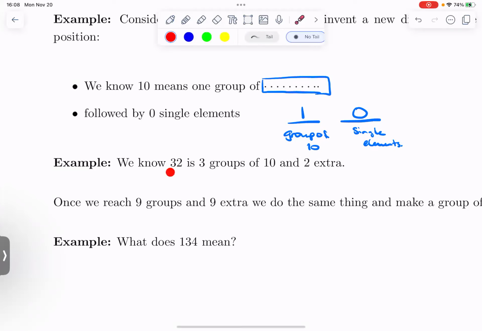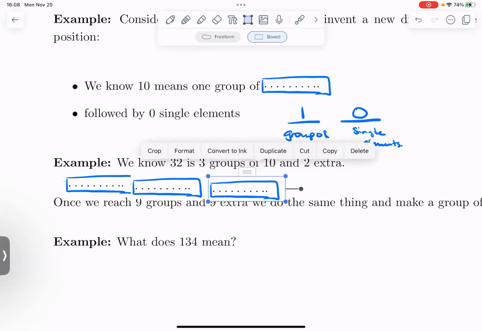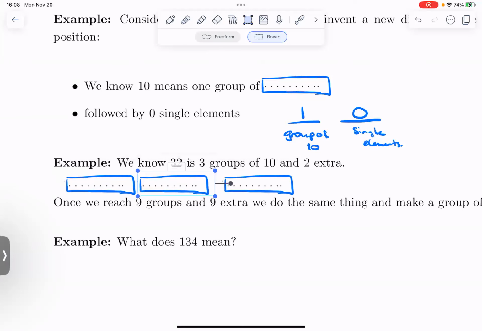Same idea. We know that 32 is 3 groups of 10 and then 2 extras, or 2 single elements, right? So if we have, I'm going to cheat and copy this 3 times: 1, 2, 3. Cheater, I know. And 1, 2 extras.